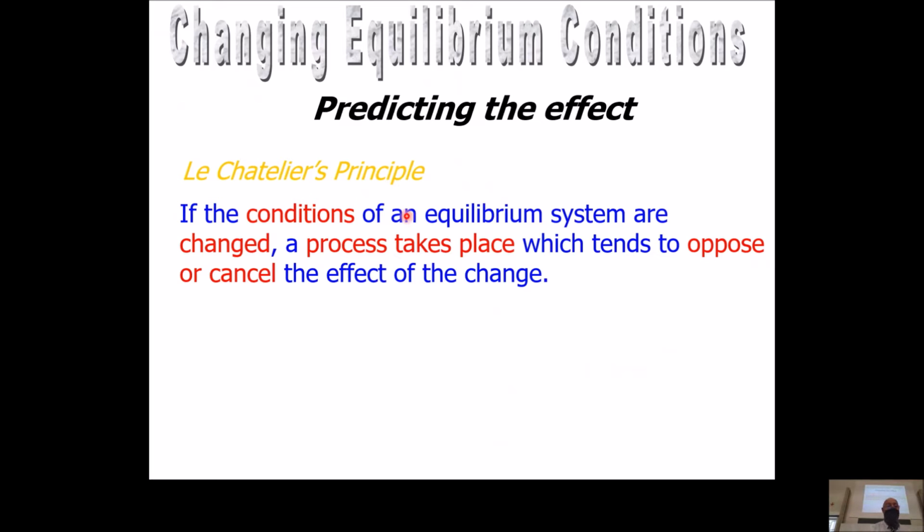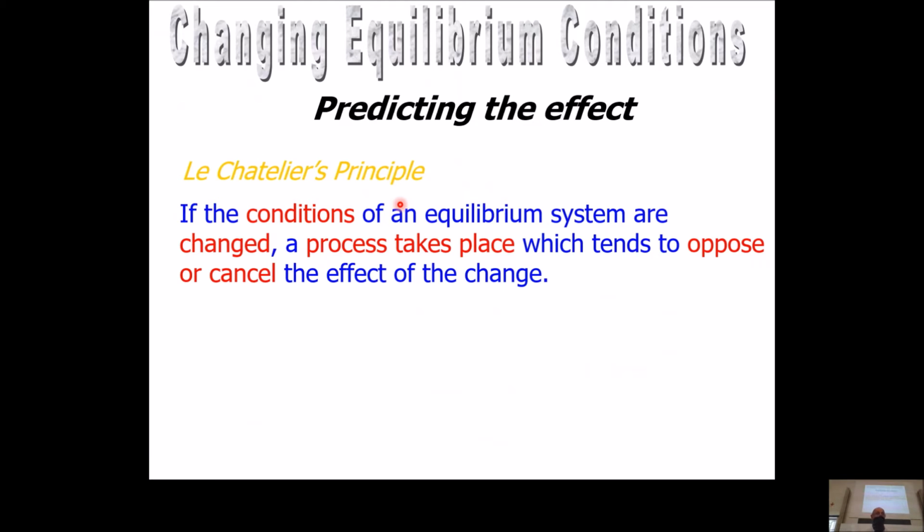So Le Chatelier's principle basically explains what's going on there. It says if the conditions of an equilibrium system are changed, then the process will take place which tends to oppose the change that's been imposed. It's kind of like somebody says to you, sit down, and you say, no, I don't want to sit down, I want to stand up. And then they say, stand up, and you say, no, I want to sit down. The reactions are exactly the same.